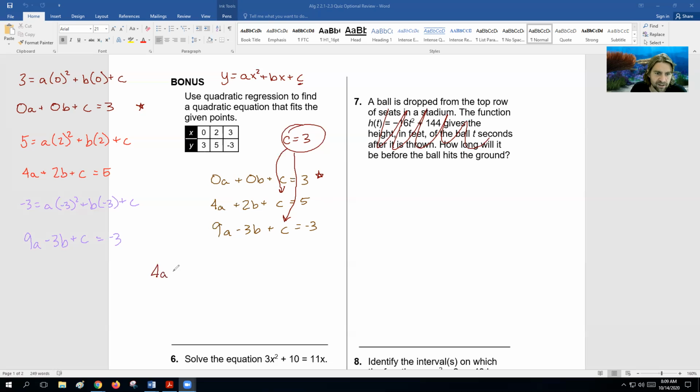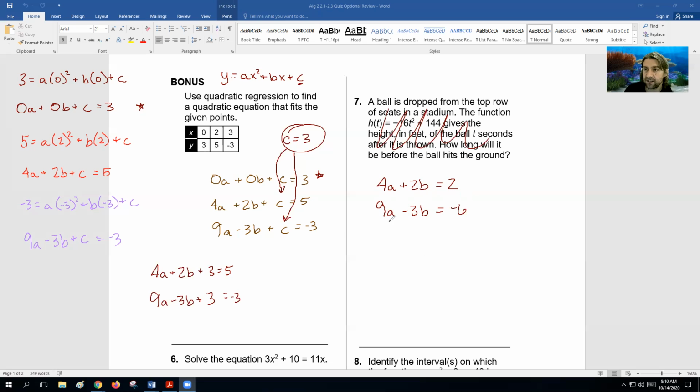I would have 4a plus 2b plus c, which is 3, equals 5. So really that first equation I can change to 4a plus 2b, minus the 3 over, equals 2. And then the bottom equation, 9a minus 3b plus c, where I figured out c is 3, equals negative 3. So I can minus the 3 over and change this to 9a minus 3b equals negative 6. So all we need to do is this easier version of elimination to get a and b by itself.